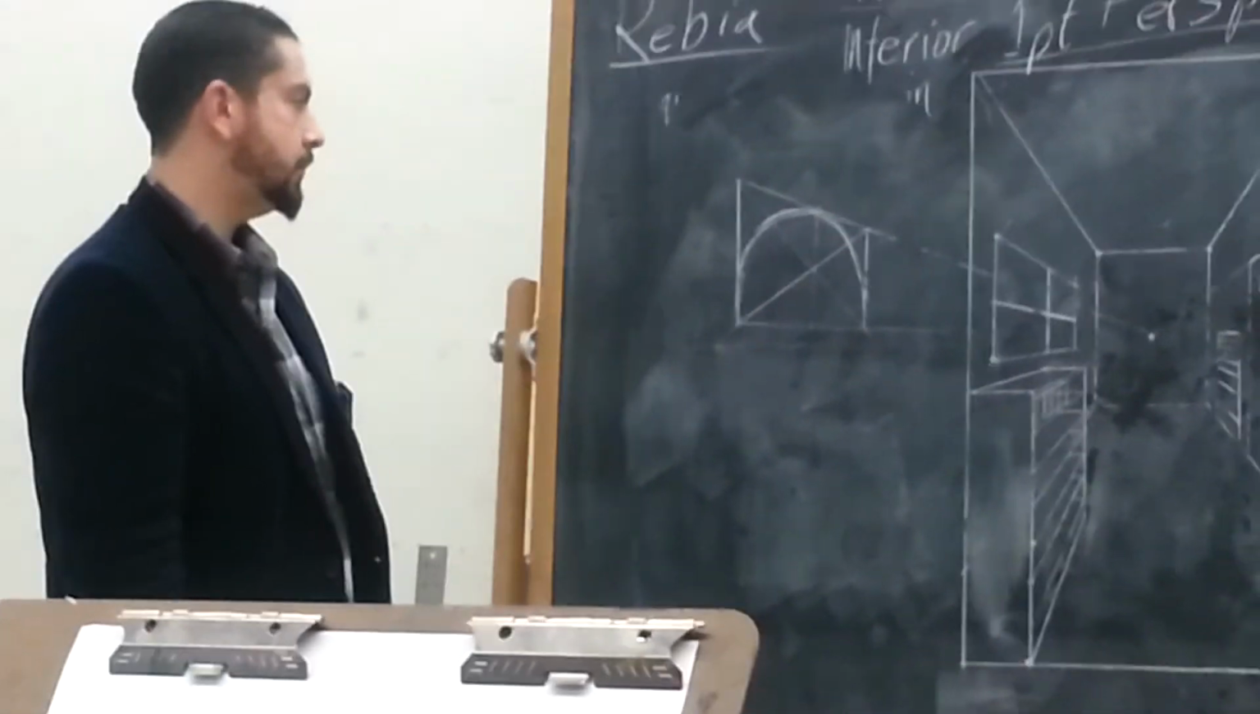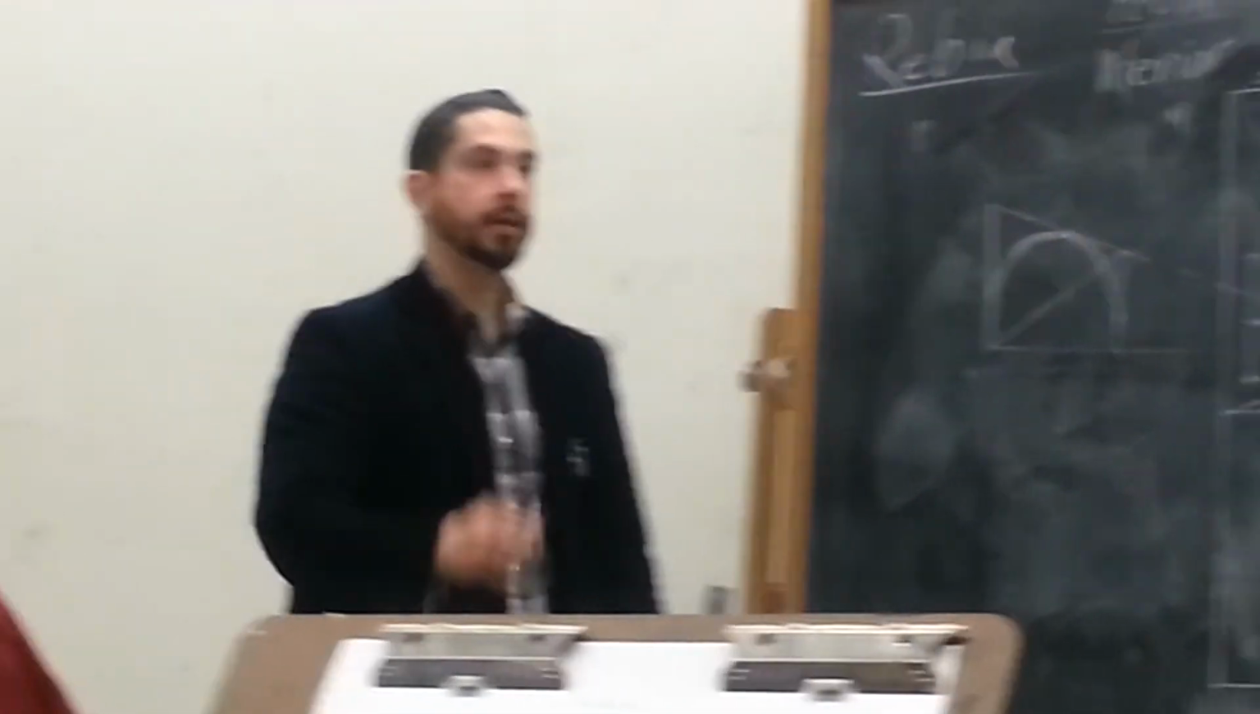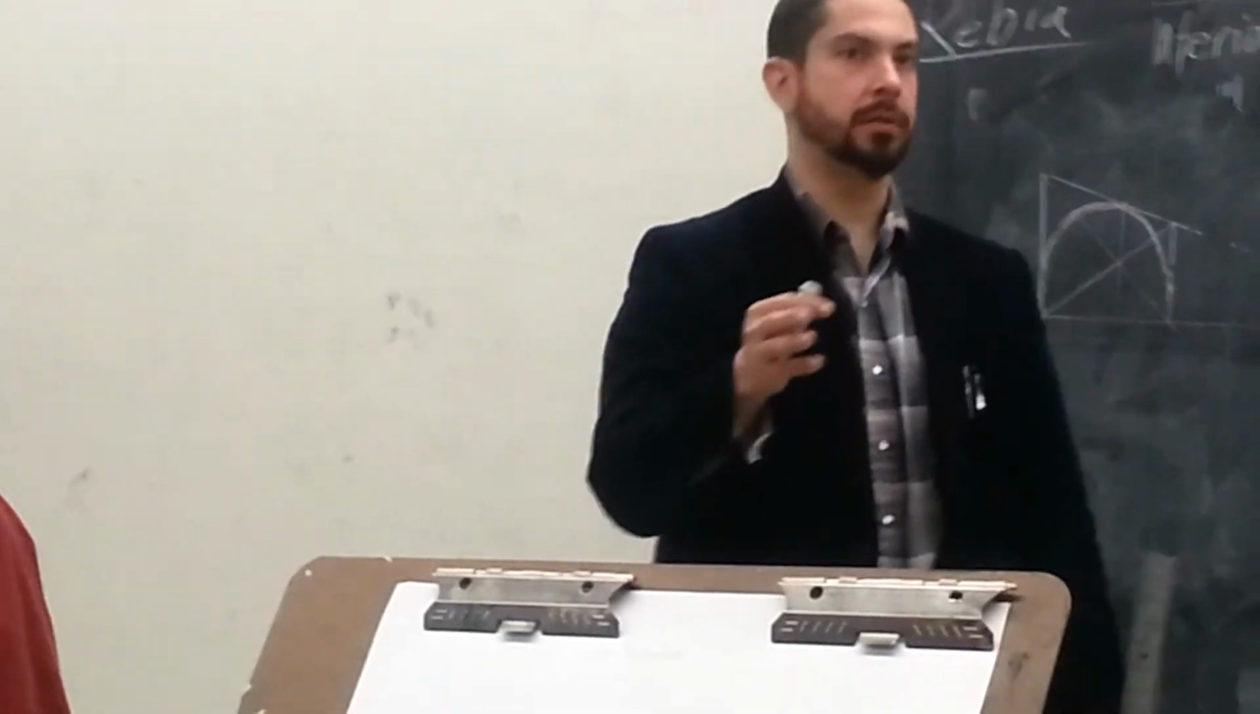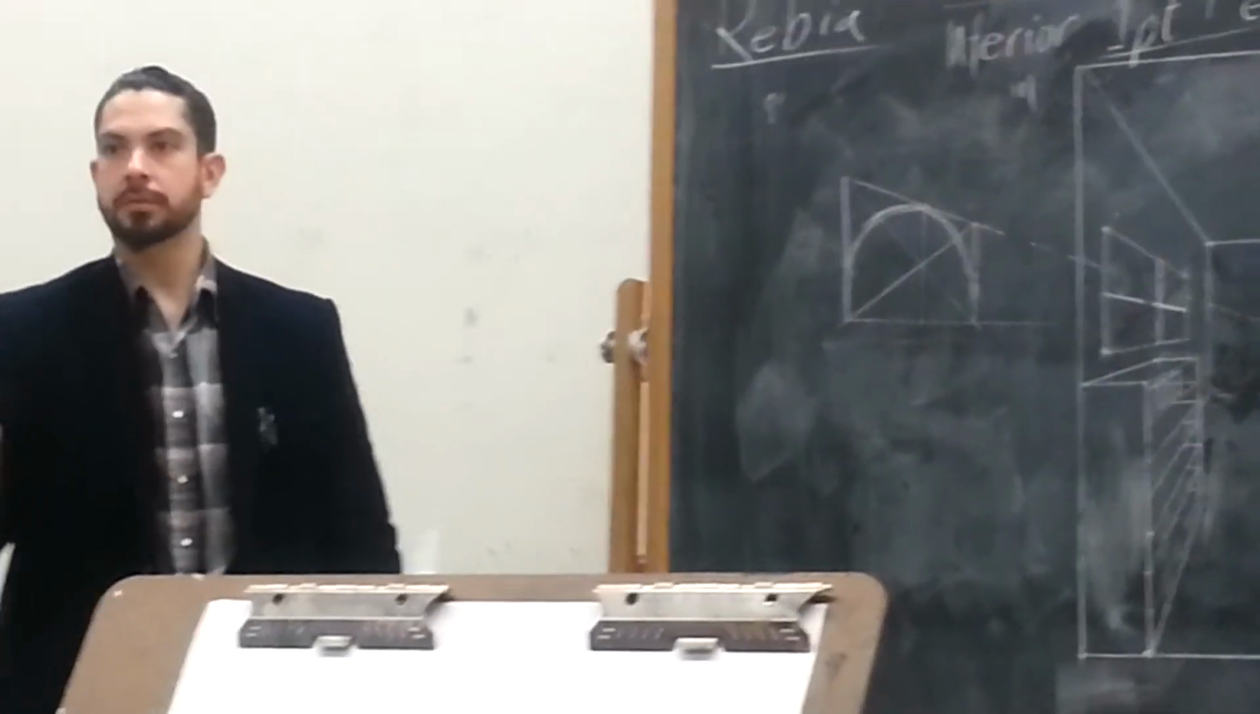Because what is the side view of a couch? A what? A rectangle? Close. What letter does it look like? An L shape. Okay? The side view of a couch.